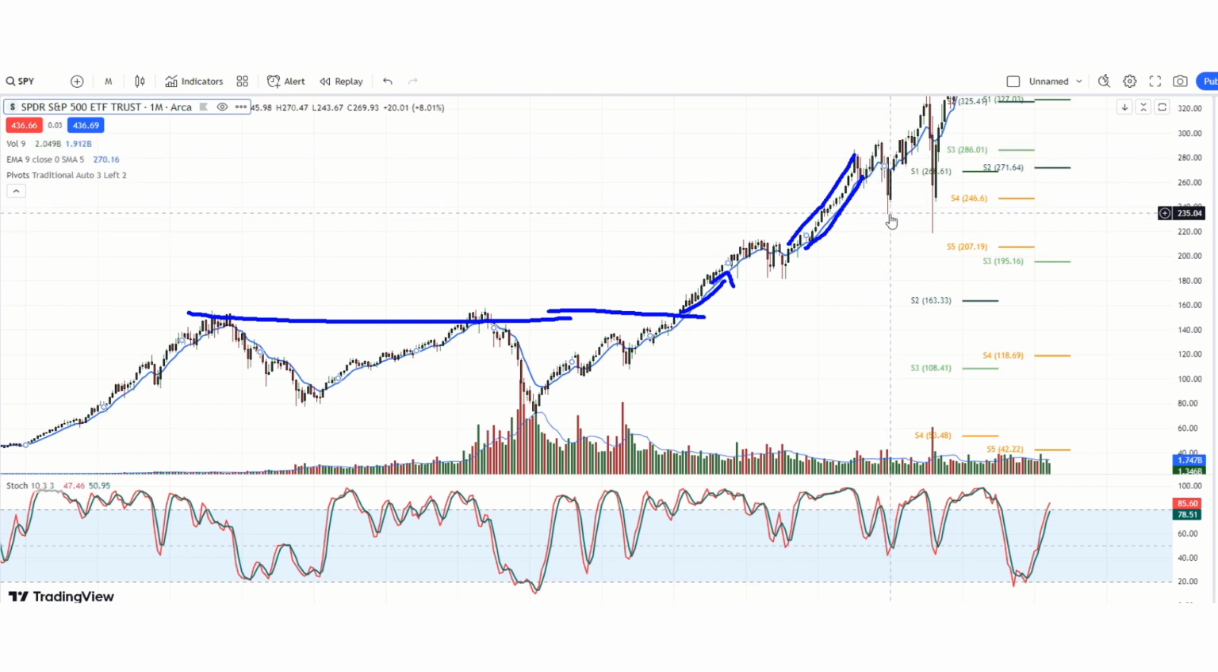Then we had a major correction. Okay. When was that? That was December of 2018. And then we stopped and the quantitative easing came back in. Okay. Then we had the resistance area right there. And then we broke out again.